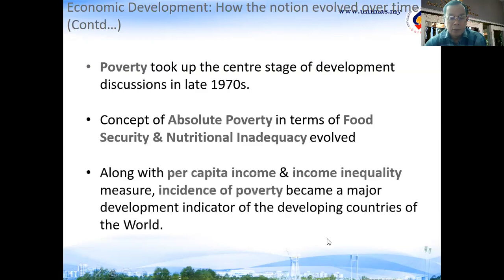Along with per capita income and an income inequality measure, incidence of poverty became a major development indicator. So one of the indicators of development is the incidence of poverty. What it means is that if the incidence of poverty is less, that would mean that the country is better in terms of development. So that's one of the indicators or measures of development, or maybe a measure of lack of development for that matter.